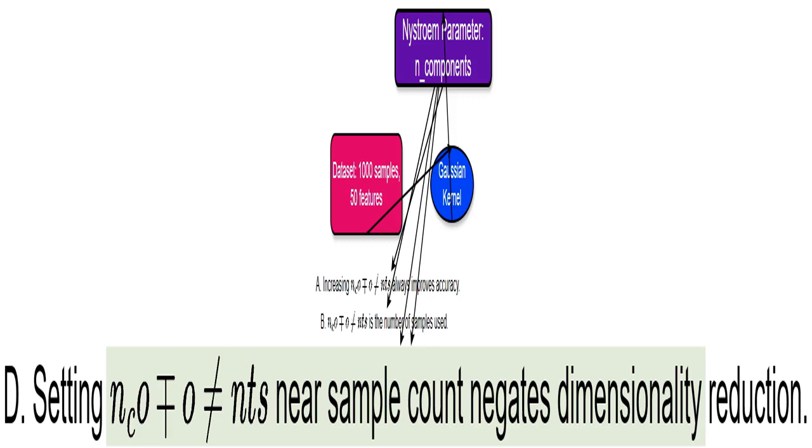If I set N_components to be very close to the actual number of samples, 1,000 in our case, we mostly defeat the purpose of Nystroem. Nystroem is supposed to reduce the computational work. The reduction in dimensionality would be too small to make a difference in computational time, negating the entire point of the method.